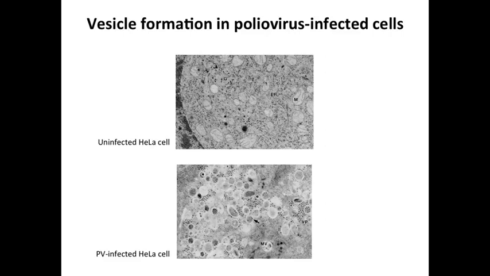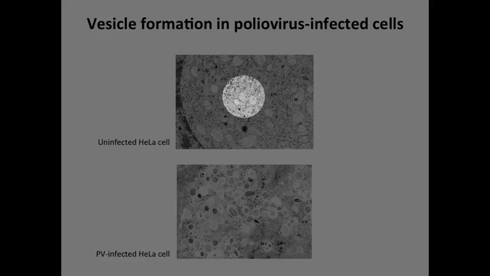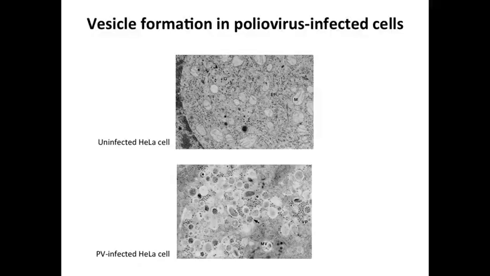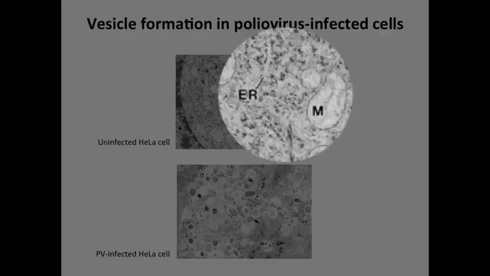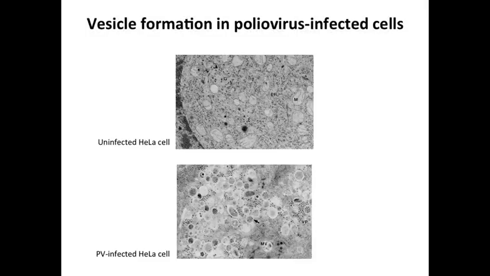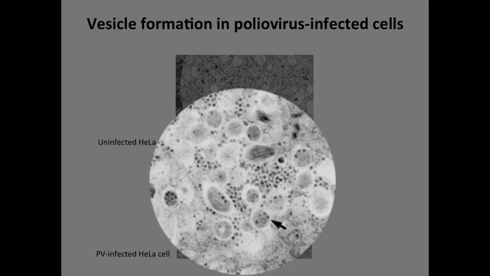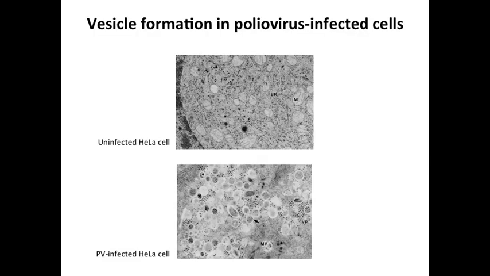Now, in the infected cells, remember I told you that these plus-strand RNA picornaviruses induce vesicle formation. So this is an electron micrograph that shows that. Here's an uninfected HeLa cell. Here's the plasma membrane, and ER and mitochondria, a typical normal-looking cell. But a few hours after polio infection, the ER and Golgi are gone, and the cytoplasm is full of these double-membrane vesicles. The smaller black dots, by the way, are new virus particles. This is quite late in infection, so you've already got new virus particles made.